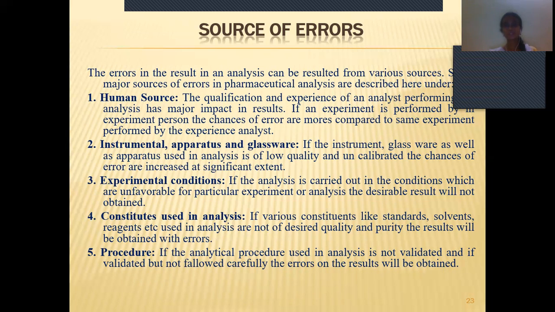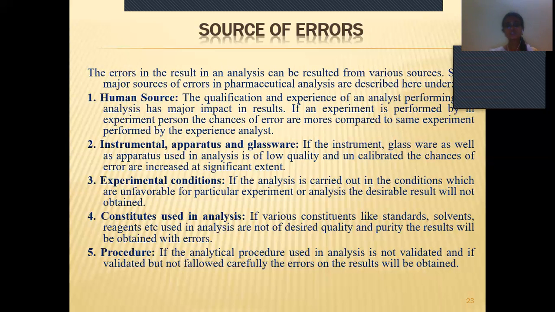Next, instrumental apparatus and the glassware. We perform the experiment by using different instruments, apparatus and glassware. If their quality is not good, there will be more errors in the experimental values. Next, experimental conditions: some of the experiments should be done at a particular temperature, in particular conditions. Some experiments are more suitable if we maintain some temperature. If the person does not maintain the temperature or does not do the experiment in the favorable condition, at that time the experiment will not be able to produce the required result.